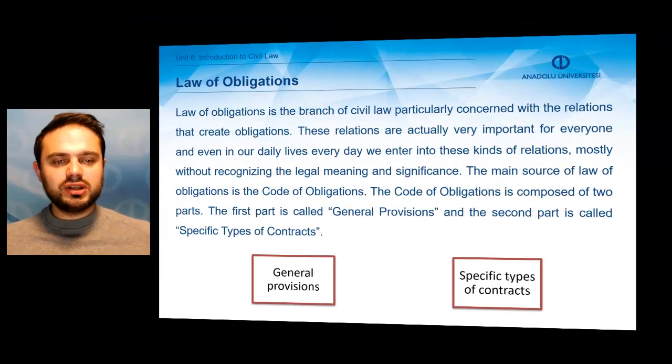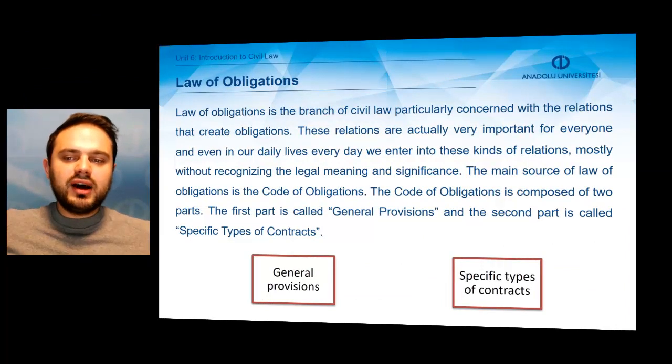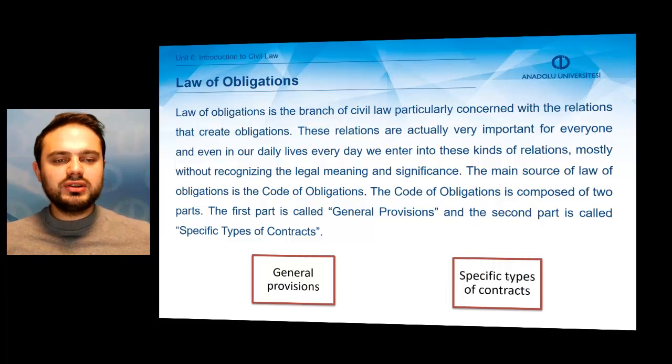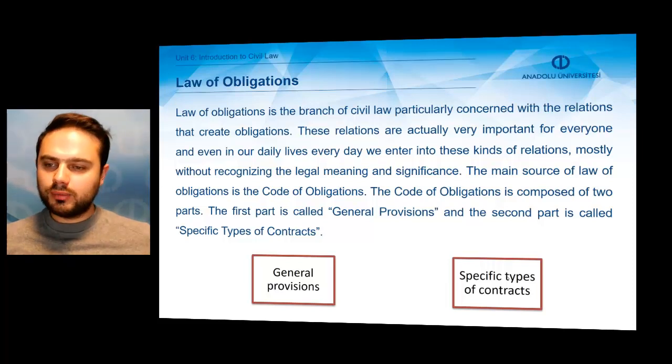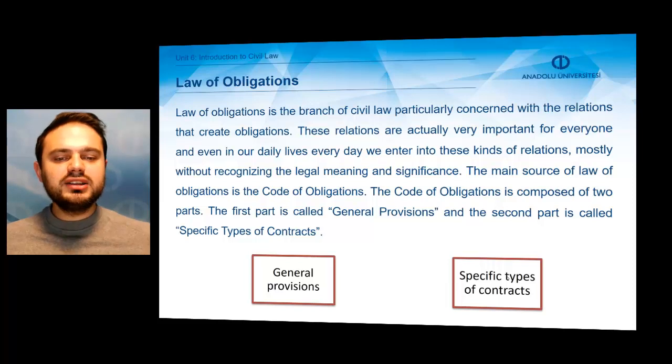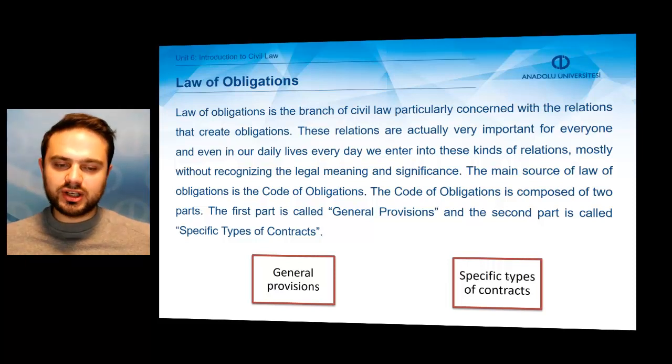Okay, let's continue with the law of obligations. Law of obligations is the branch of civil law particularly concerned with the relations that create obligations. These relations are actually very important for everyone, and even in our daily lives, every day we enter into these kinds of relations, mostly without recognizing the legal meaning and significance. The main source of law of obligations is the Code of Obligations. The Code of Obligations is composed of two parts. The first part is called General Provisions, and the second part is called Specific Types of Contracts.